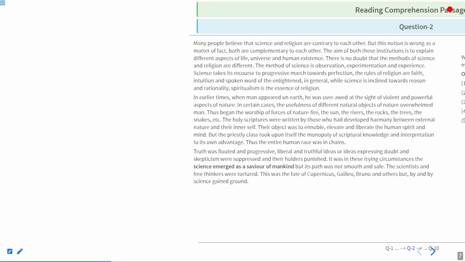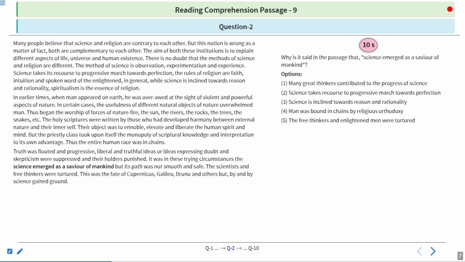Let's move to the next question. The next question is why is it said in the passage that science emerged as a savior of mankind? Options are: many great thinkers contributed to the progress of science. Science takes recourse to progressive march towards perfection. Science is inclined towards reason and rationality. Man was bound in chains by religious orthodoxy. The free thinkers and enlightened men were tortured. You have 10 seconds to answer.